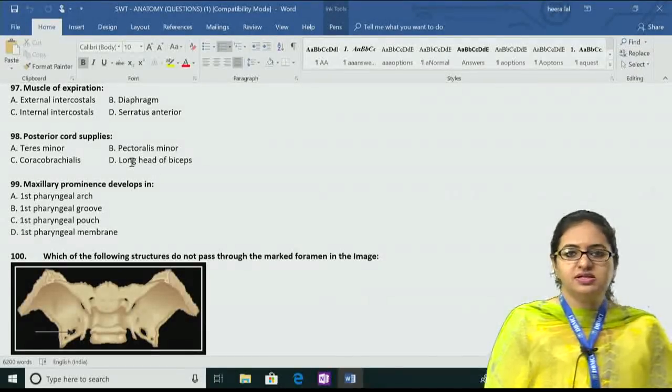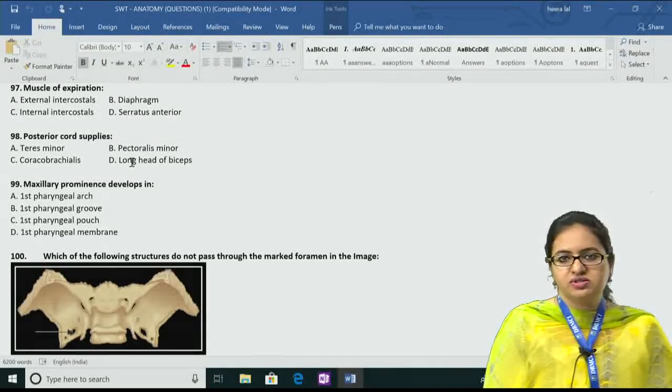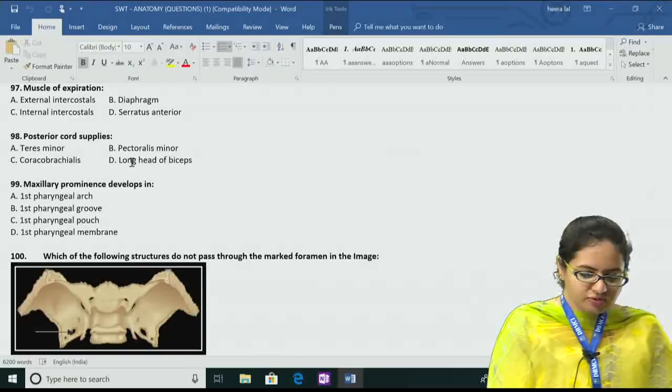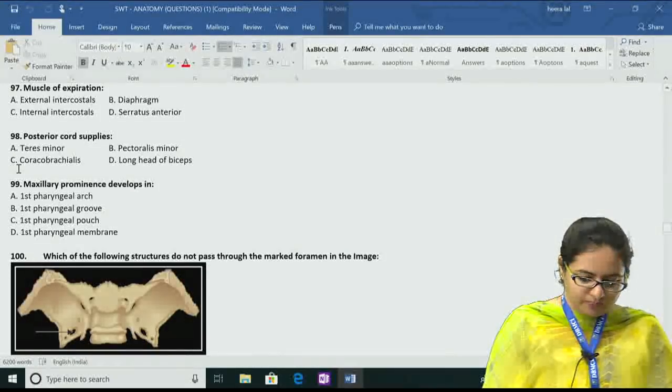Now option A is teres minor. The teres minor, as we have just described, is supplied by the axillary nerve, and the axillary nerve is a branch of the posterior cord. So the answer for question number 98 will be A.